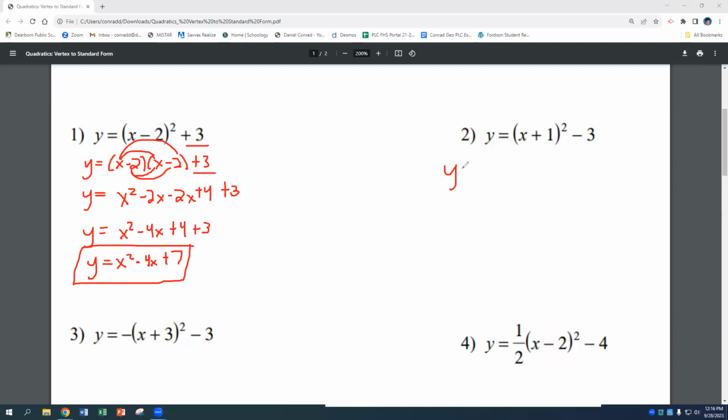All right, number 2. Again, you'd have x plus 1 times x plus 1, minus 3. We FOIL out: x times x is x squared, plus x, right? 1 times x is 1x. I don't need to write the 1 in front of it, just the x. And then 1 times 1 is 1. And then I have my minus 3. So then y is going to equal x squared plus 2x minus 2.